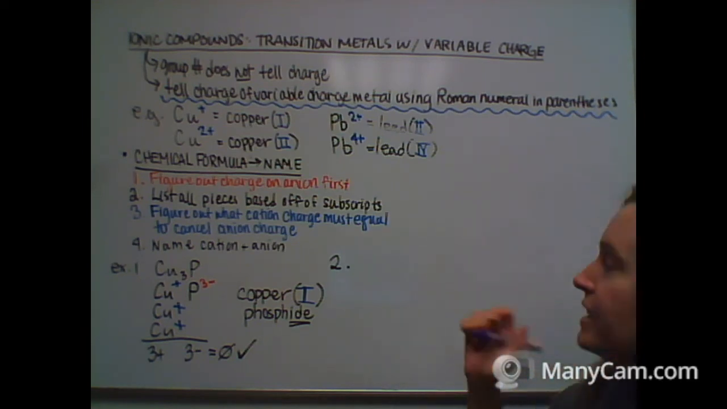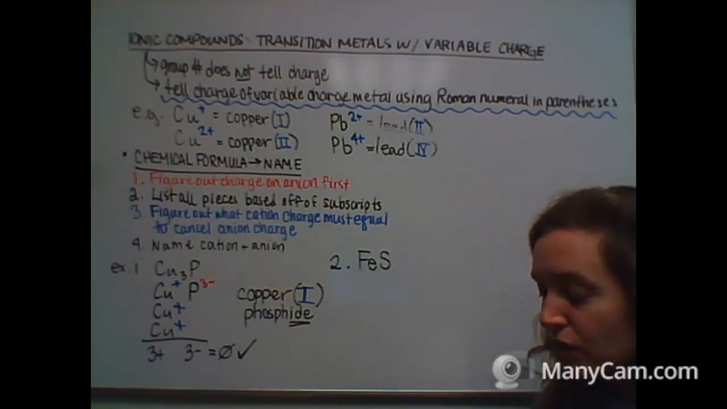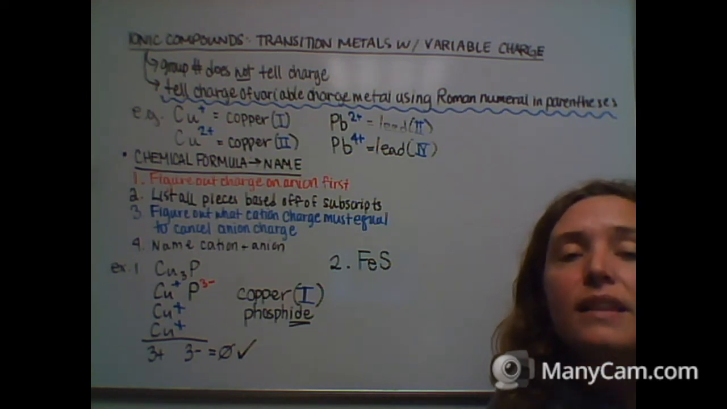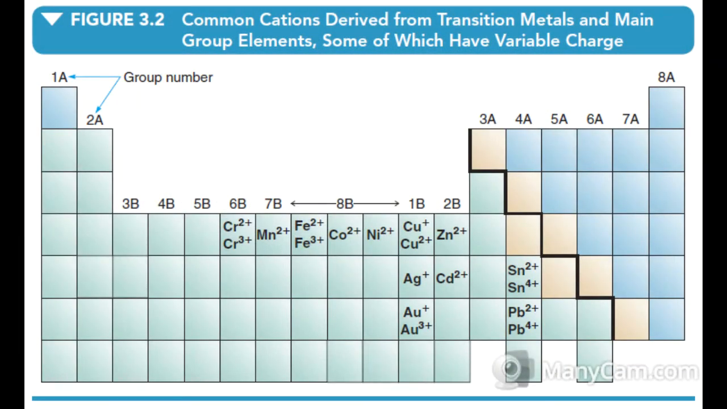Let's do another example. What about FeS? And first of all, I should back up and make sure that you are always, when you're naming these compounds, checking the chart over here to make sure that it is, in fact, a variable charge metal. Because not every metal in the transition metal block is a variable charge metal, as we just pointed out before. So is copper a transition metal with a variable charge? Yes, it is. It's in group 1B. It can have a 1+ or a 2+ charge. Is iron, in our current example, a variable charge metal?